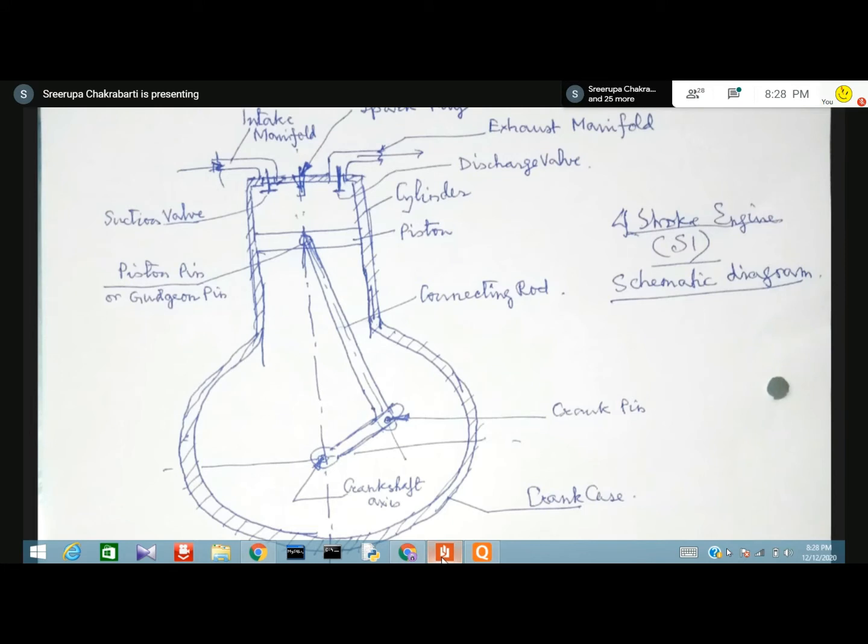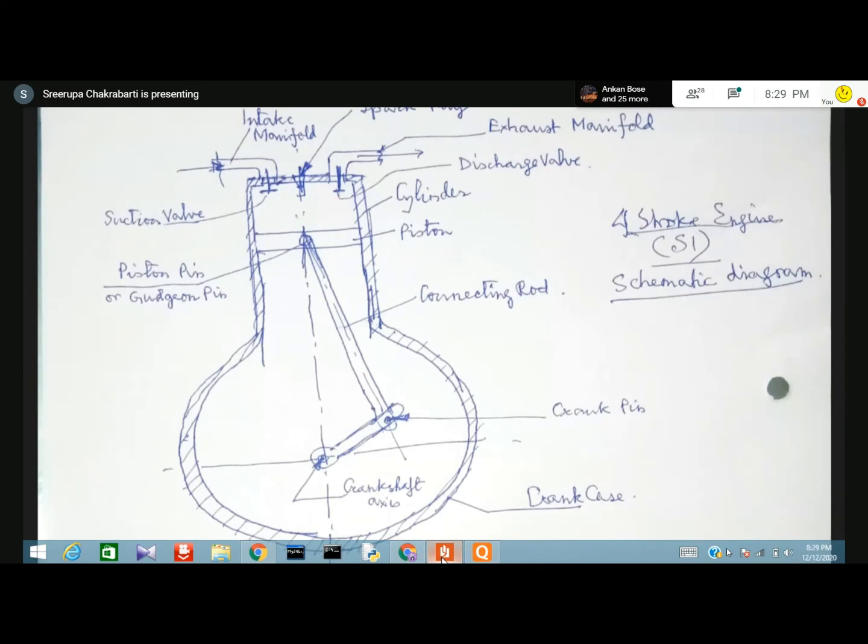And the piston comes down to the other dead center, which is called the bottom dead center. Between the top and the bottom dead center, the distance we are calling as the stroke length. Yesterday, I mean the last class, we have explained what is the stroke length L. So when the piston moves from the top dead center to the bottom dead center, the distance traveled by the piston is L.